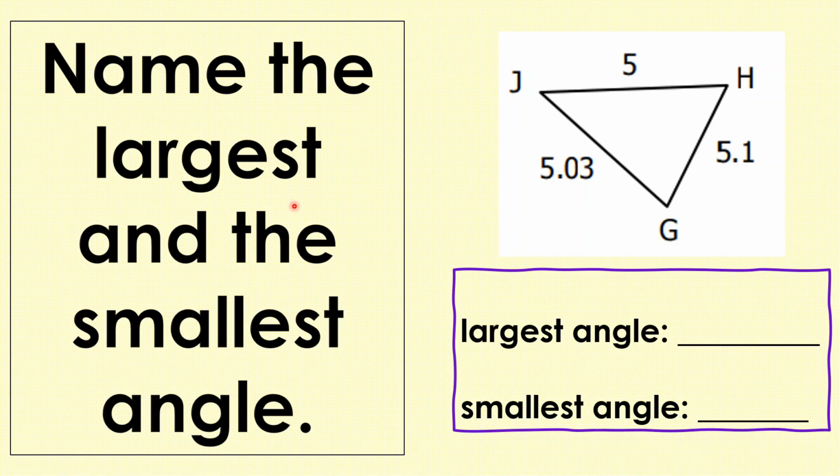Okay, name the largest and the smallest angle again. What do we have? You have 5 and 5.03 and 5.1. This tests your numeracy skills. Which is greater, 5.1 or 5.03? Okay, so you have to know.